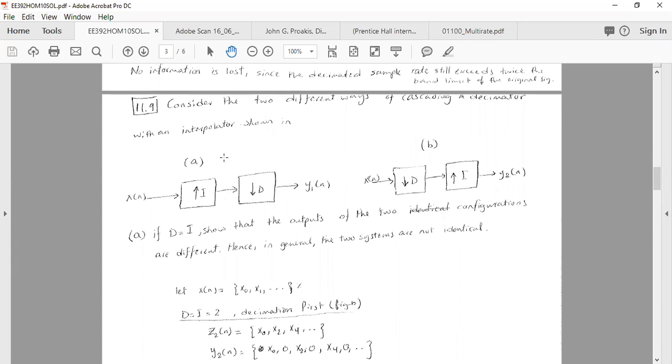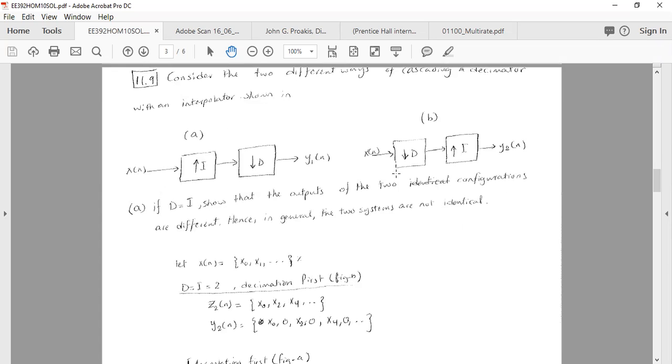So question number 11.9. Consider the two different ways of cascading a decimator with an interpolator shown in these diagrams. These two diagrams are given over here. A, if D, the decimator value, is equal to I, the interpolator value, show that the outputs of the two configurations are different. Hence, in general, the two systems are not identical.